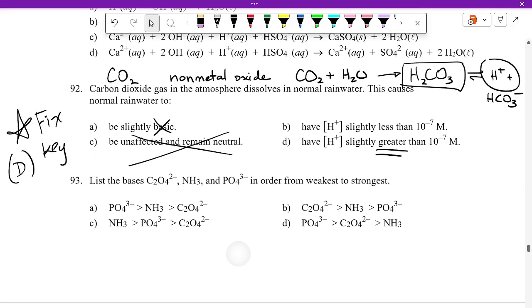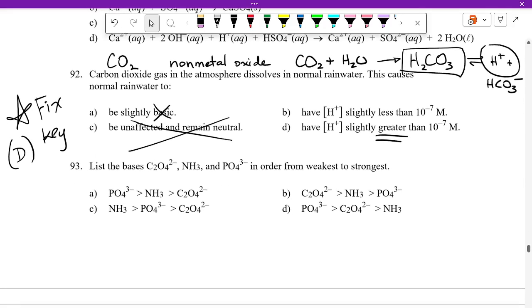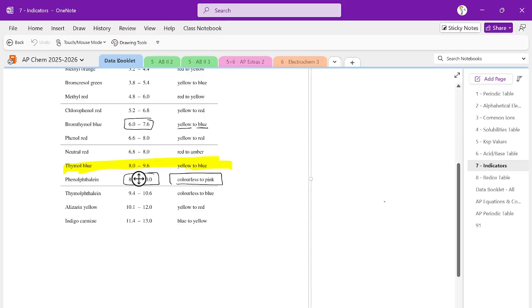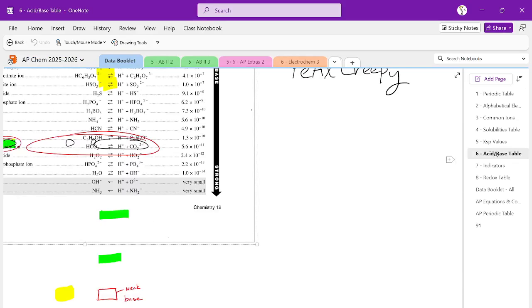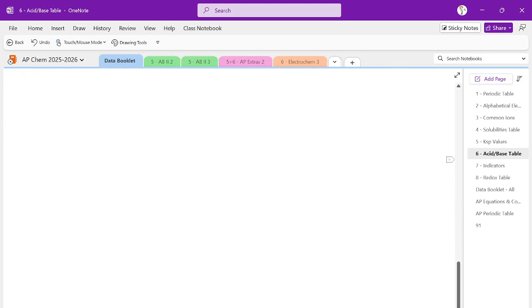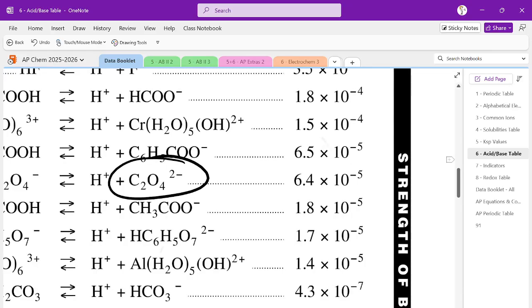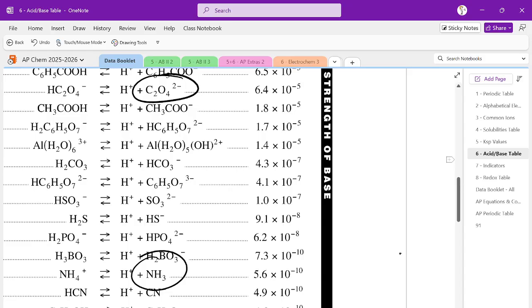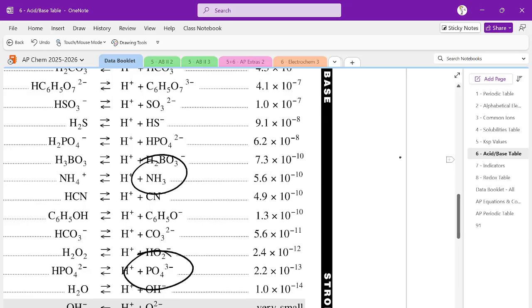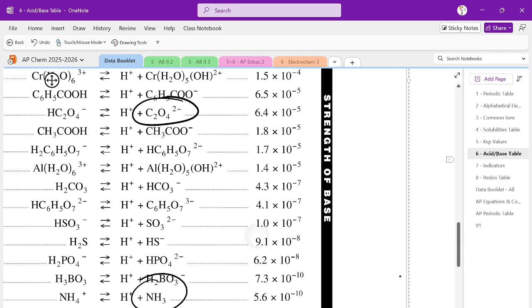And 93, let's find out if this is another one that I've messed up on. We have C2O4, NH3, and PO4 from weakest to strongest. This one we need our data table. And we have C2O4 is here. NH3 is here. What was the third one? PO43 minus? Okay, so that is our strongest base, so it should go PO4 is stronger than NH3 is stronger than C2O4. Does that make sense?